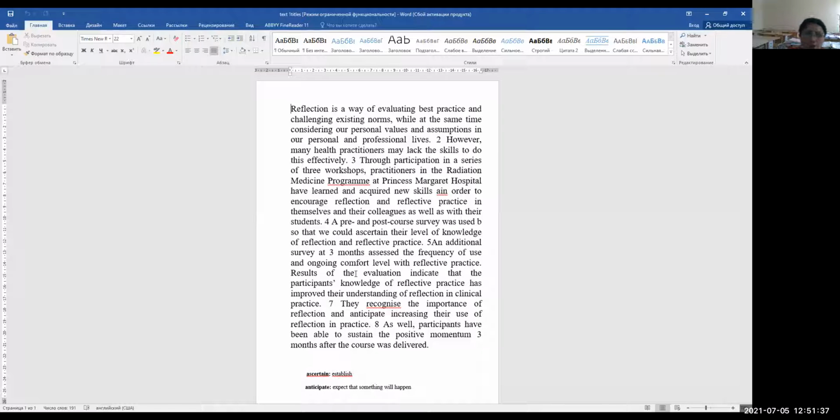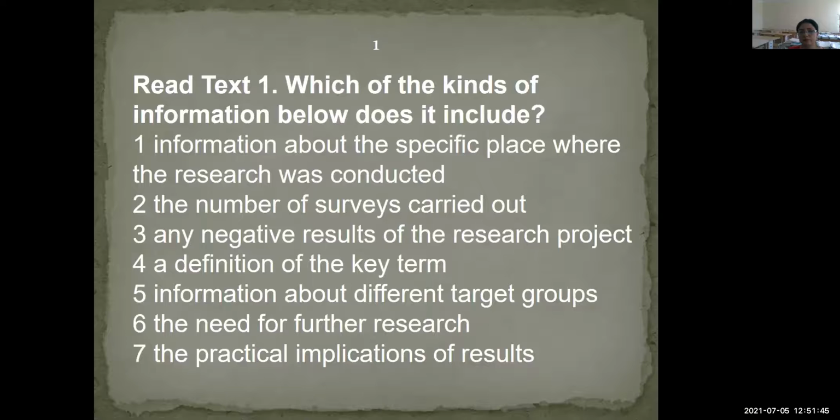So this is an example or model abstract for the topic reflection. Now, let's check the answers. So which of the kinds of information below does this abstract include? So first of all, it includes the first one, information about the specific place where the research was conducted. It was mentioned. The second one, the number of surveys carried out. It's also mentioned. So the abstract includes it.